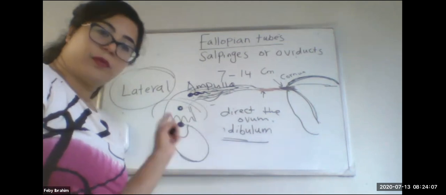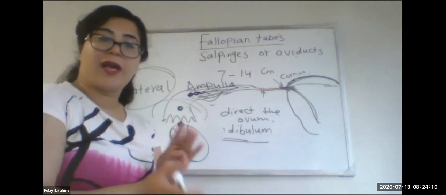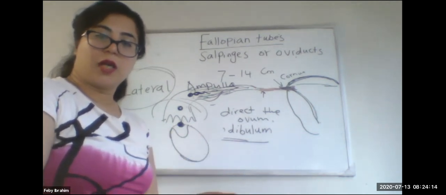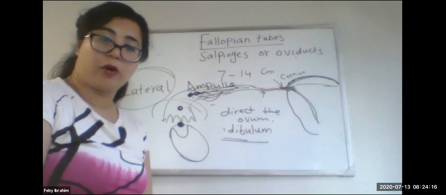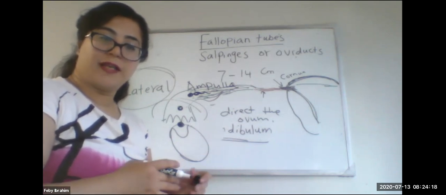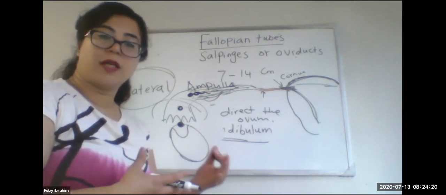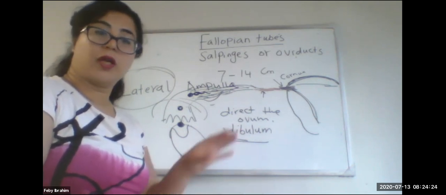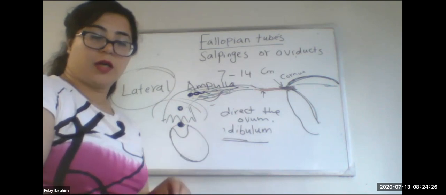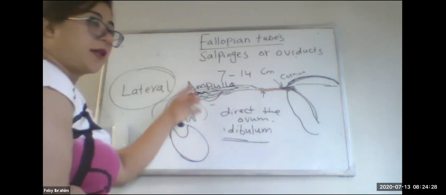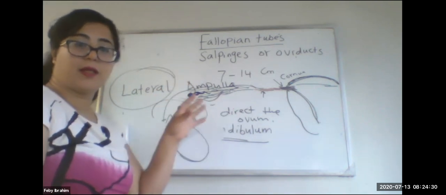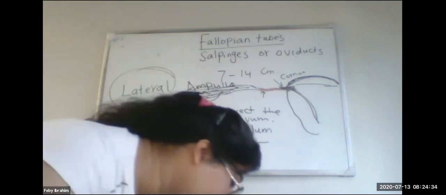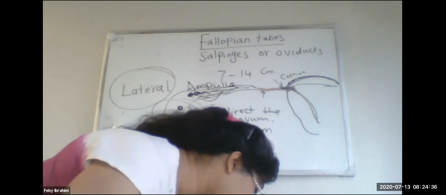Fallopian tubes on ultrasound: we cannot visualize the fallopian tubes on ultrasound if they're normal. If inflamed or if there is any pathology, you can see the fallopian tube. But in a routine pelvic exam, when it's normal, we cannot visualize the fallopian tubes.